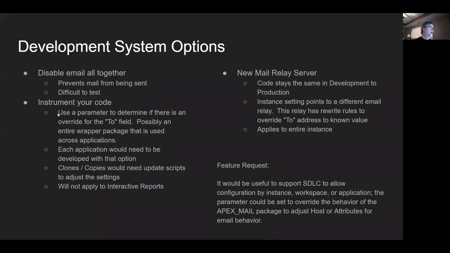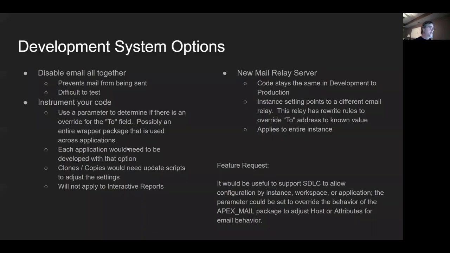Another option: instrument your code. Every package would have to have the ability to say, am I production? If so, then go. If I'm not production, then don't, or send it to a special to field. It's possible you could put a wrapper around your entire API, which is what somebody had done at my company. It looked up the parameter value for that instance to say, is this production or is this development? If it's production, we'll go ahead and send it. If it's development, send it all to a dev box.